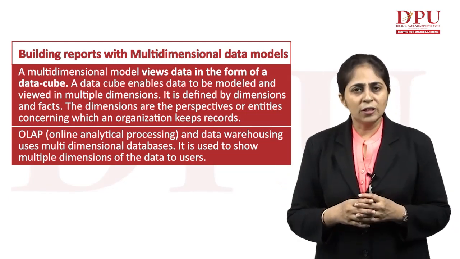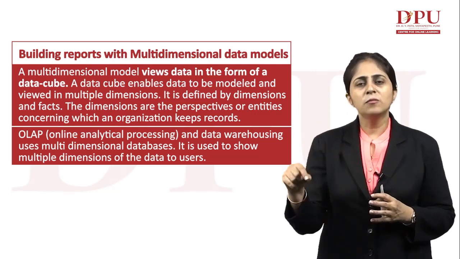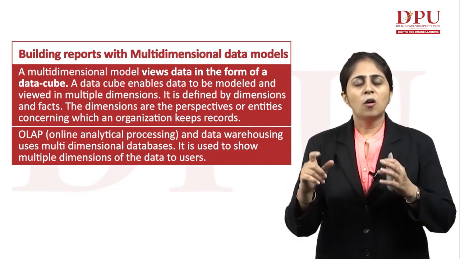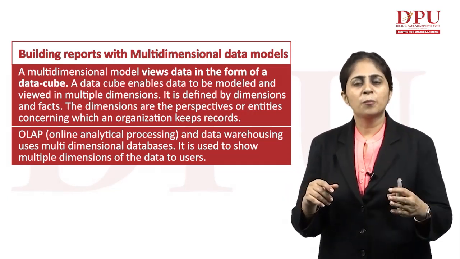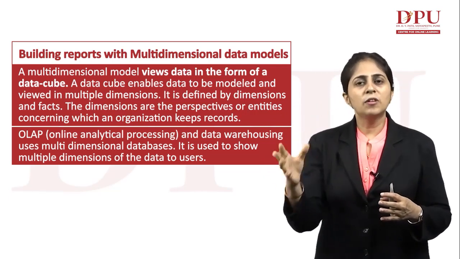In our OLAP cube, what happens? We have different dimensions on which we store the data. On one side, we can have a dimension like time. On the other side, we can have a dimension which is product. On another side, we can have a dimension like location. So we can have different dimensions.